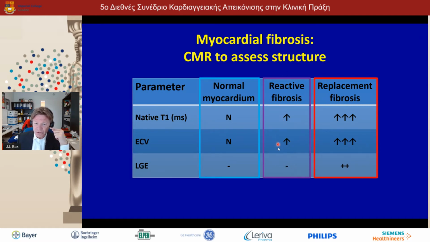And these patients have a normal ejection fraction. But this is what it explains. Then we have the replacement fibrosis. Now this is a big scar. Native T1 is big, big, big time up. Extracellular volume is now much higher. And now you start to see the islands of delayed enhancement on your MRI.